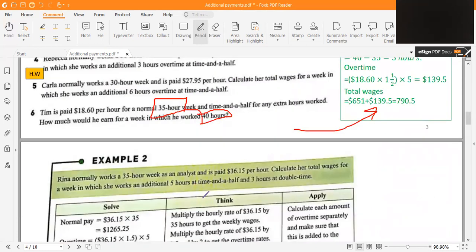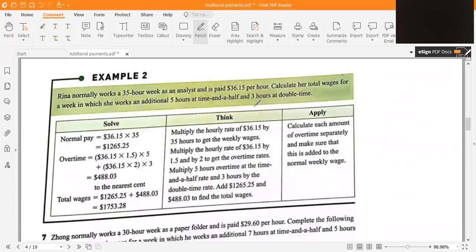In the next exercise, we have a hybrid type of overtime. Rena normally works 35 hours per week as an analyst and is paid $36.15 per hour. Calculate her total wages for a week in which she works an additional 5 hours at time and a half, and 3 hours at double time. So we have two types here.